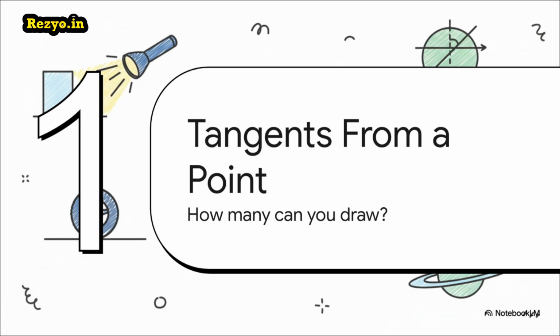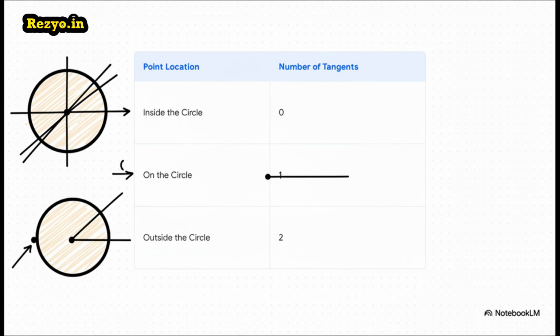But let's switch things up. What if you start with just a single point somewhere in space? How many tangents can you draw from that one point to a circle? Well, it turns out the answer completely depends on where that point is located. And it's pretty intuitive when you see it. If your point is inside the circle, you can't draw any tangents. Every line you draw is just going to be a secant, cutting right through. If your point is exactly on the circle's edge, well, we already figured that one out, you can draw exactly 1. And if your point is outside the circle, you can draw exactly 2 tangents, 1 to each side of the circle.